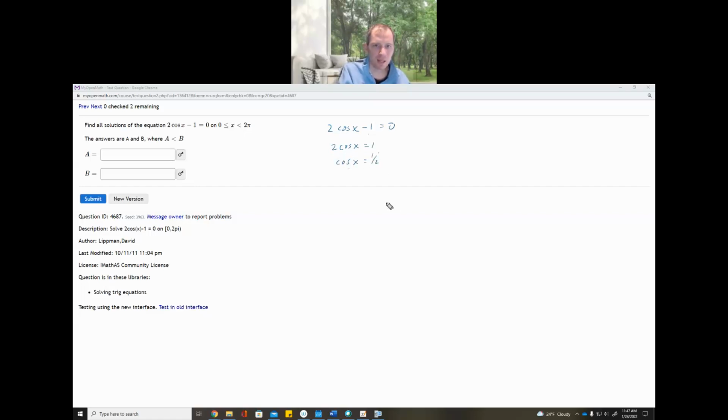Okay, and then I'm going to do the same thing initially where I say, okay, I need to get rid of cosine. I use the inverse. Is there a special angle that gives me 1/2? And the answer is yes. If no, then I just type it in my calculator. Okay, the special angle that gives me 1/2 in the cosine is 60 degrees, or pi over 3.